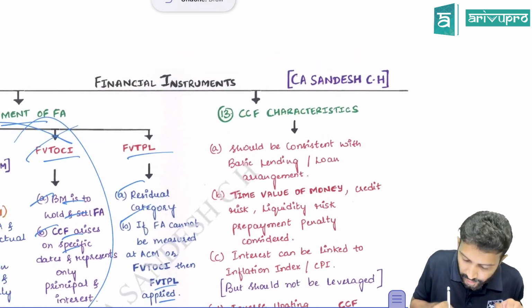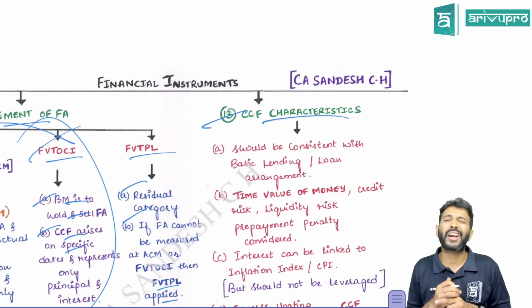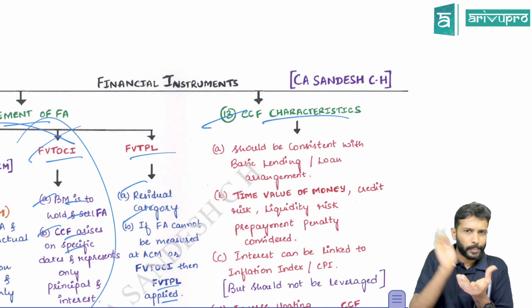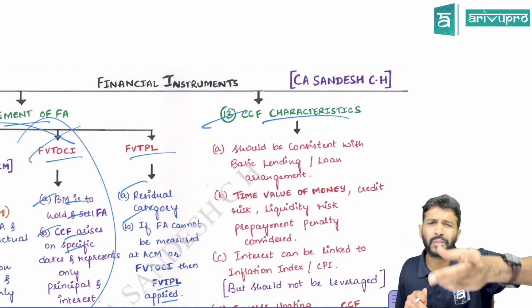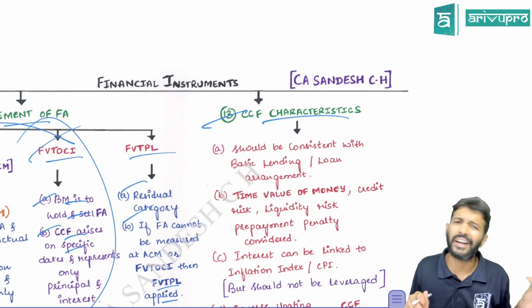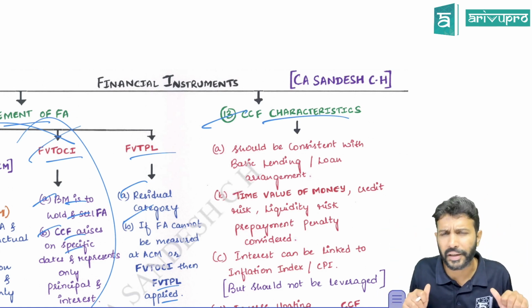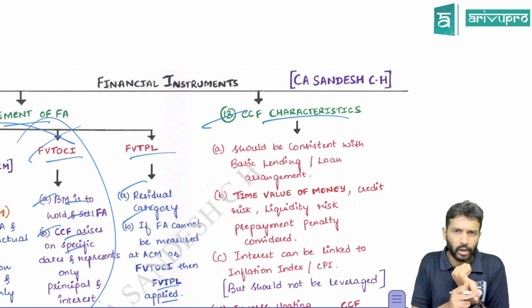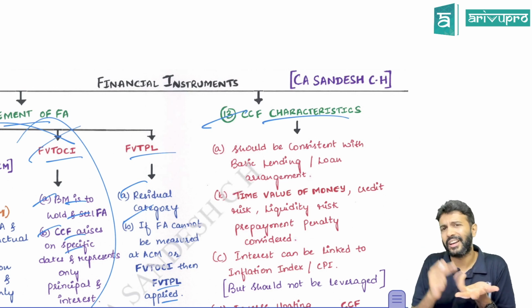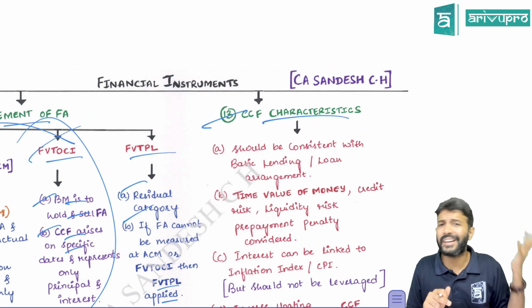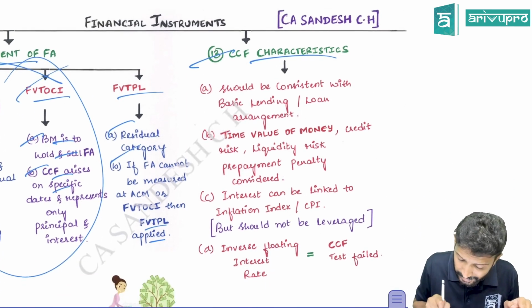All right, next, contractual cash flow characteristics. The CCF characteristic is what? We said it should represent SPPI and it should be consistent with a basic lending arrangement. When you go for a basic lending arrangement, what are the parameters that will be kept in mind? You will keep the time value of money in concept. You will keep the default risk, credit risk, liquidity risk, etc. You may link the interest rate based on the inflation, but it should not be leveraged.